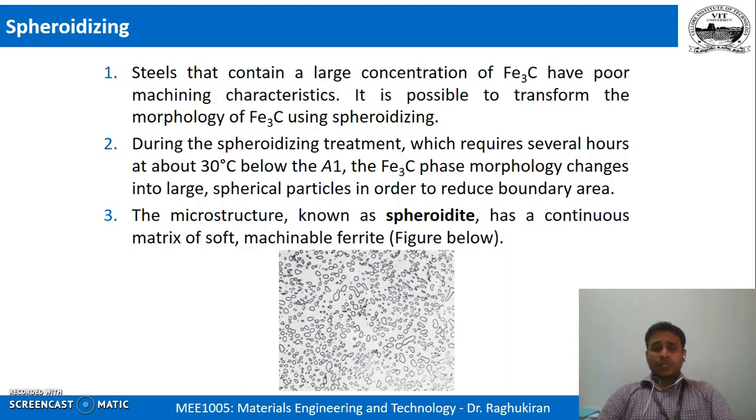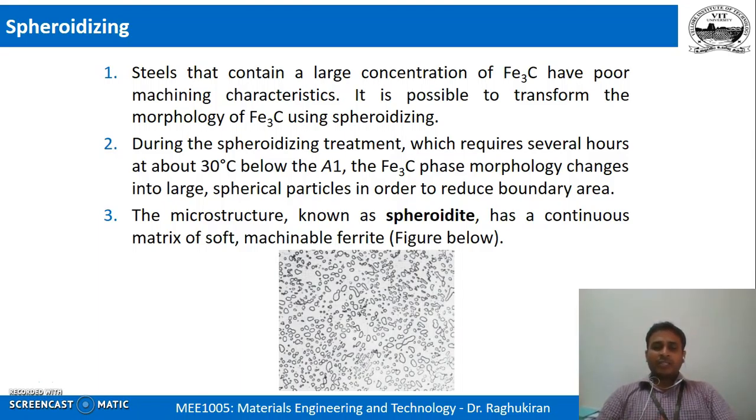So what we can do is alter the shape of this cementite into spherical particles. That is what we call spheroidizing. If you can have some heat treatment where the cementite, the Fe3C, can have its morphology changed into spheres, then its machinability will drastically increase. Its ductility also gets improved a bit. So that is what we do in spheroidizing.